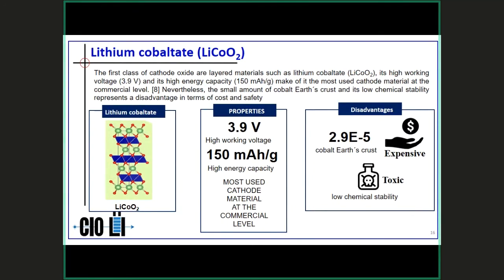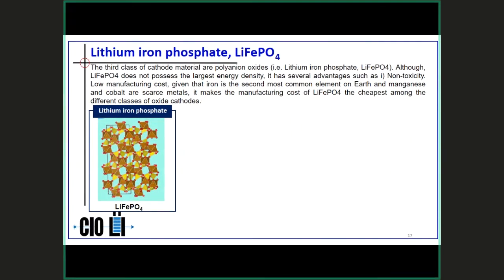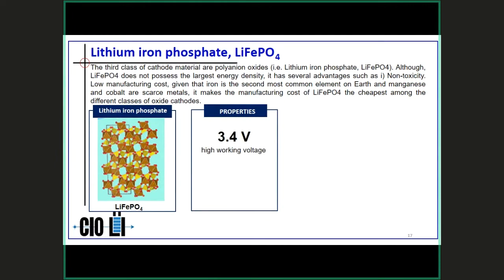So nowadays the electronic industry is trying to find a replacement for this lithium cobaltate cathode. A candidate to replace the lithium cobaltate is the lithium iron phosphate material. It also has outstanding properties, a high working voltage, 3.4 volts. You notice this is smaller than the lithium cobaltate, but it has a similar energy capacity, 150 milliampere hour per gram.